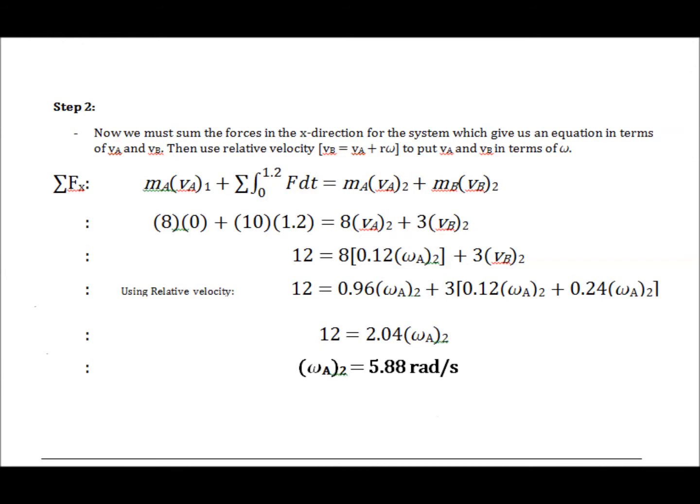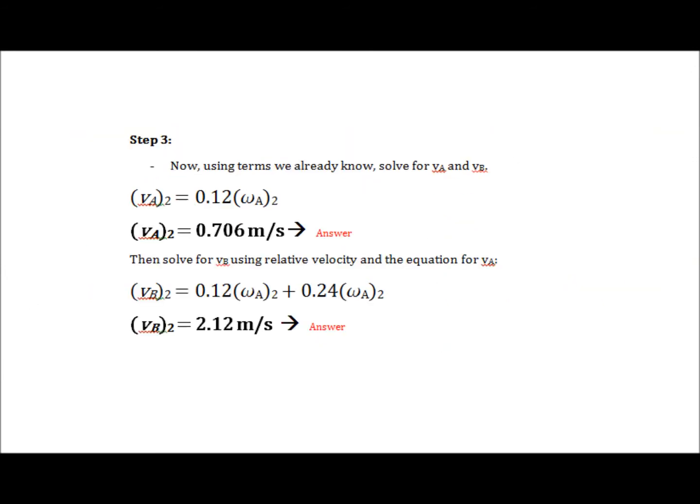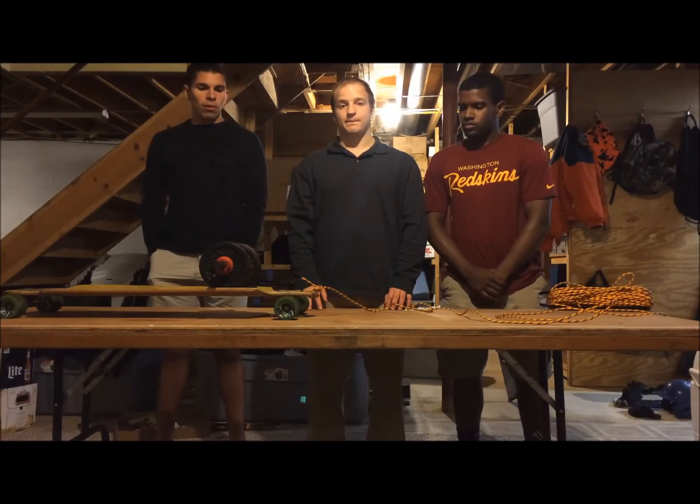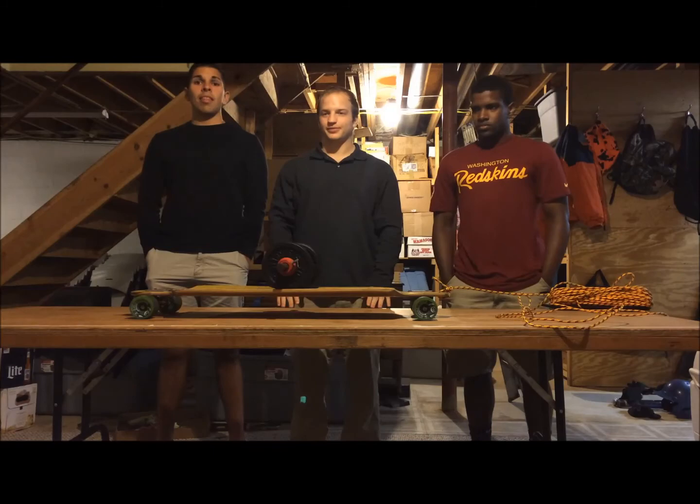Once we have omega, we can go back to the moment equation and use the solved omega to find VA. And finally, we can use relative velocity to solve for VB. From our theoretical data and our experimental data, everything seems to match up, and we assume that our calculations are correct. Thank you for your time.